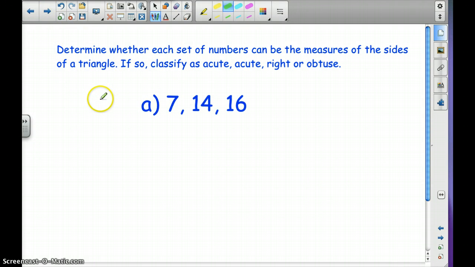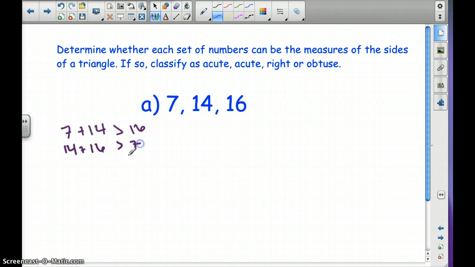So what we're going to do is determine whether each set of numbers can be the measures of the sides of a triangle. And if so, then we can classify it as acute, right, or obtuse. So remember the triangle inequality theorem, stating that if we add two sides together, they have to be greater than the other side. So let's make sure this actually can be a triangle. It looks like 14 plus 16 is going to be greater than 7, and then 7 plus 16 is going to be greater than 14. Okay, so we know it's going to be a triangle. Now, what kind of triangle is it going to be?